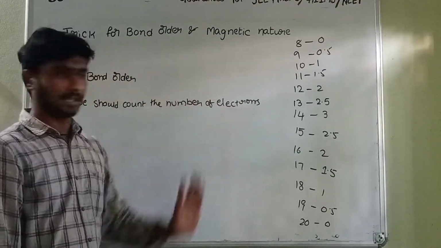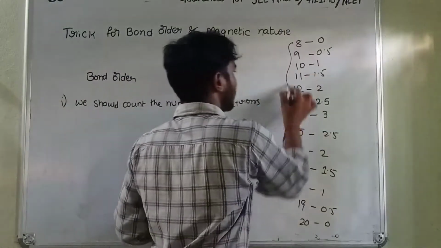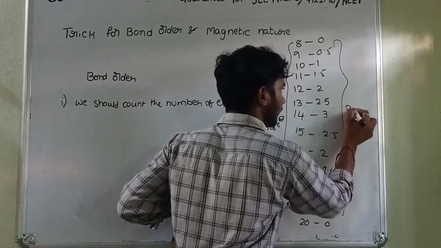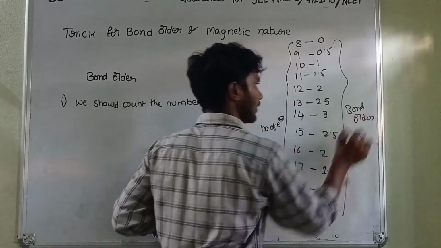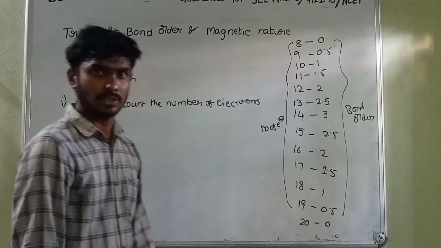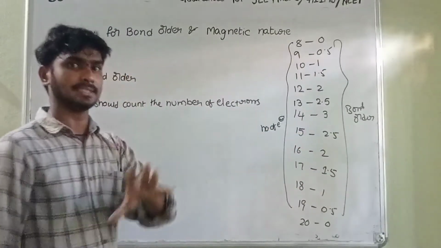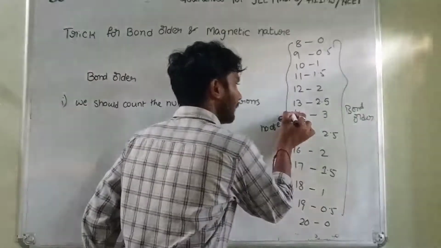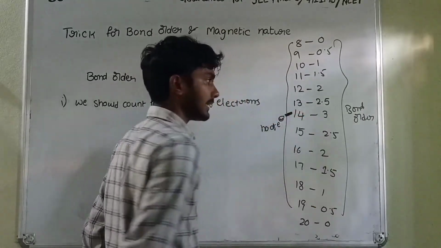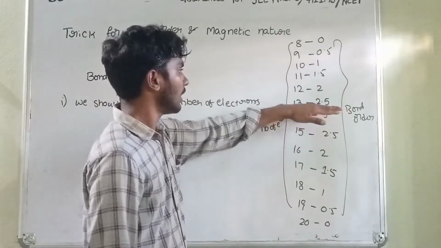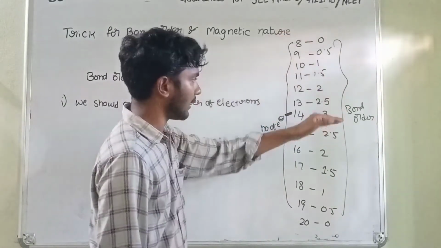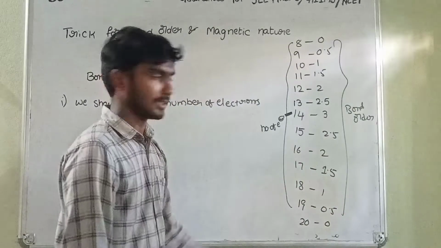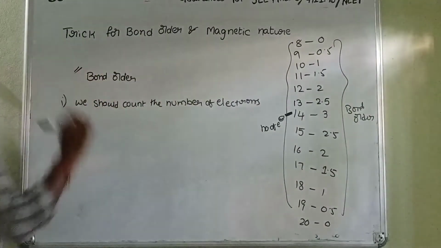First of all, we should count the number of electrons, and this gives the bond order. In maximum cases it satisfies, 99.99% it is correct. But always remember, for 14 electrons it is 3. Going down, it decreases gradually by 0.5, and if you increase the electrons also, it decreases gradually by 0.5. So this is the trick for bond order.